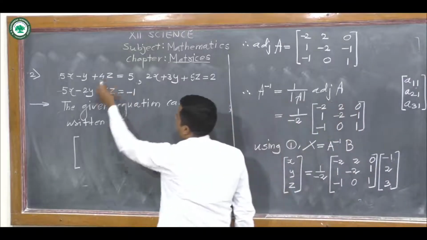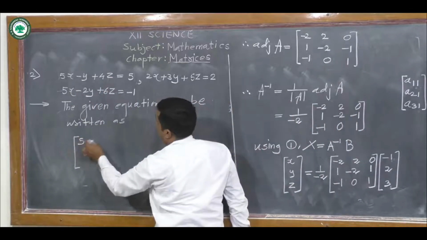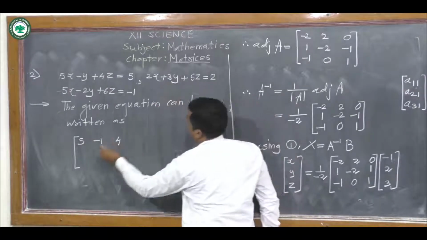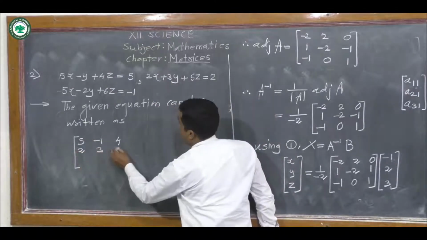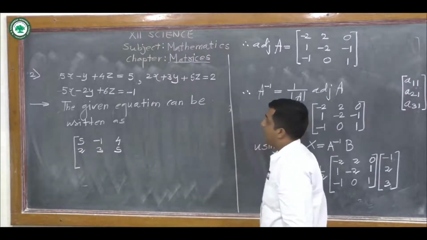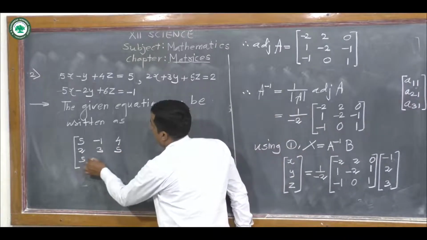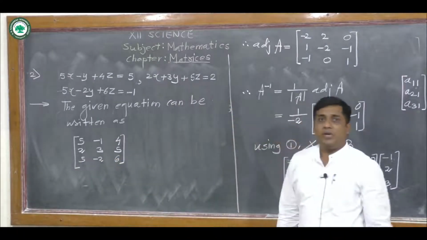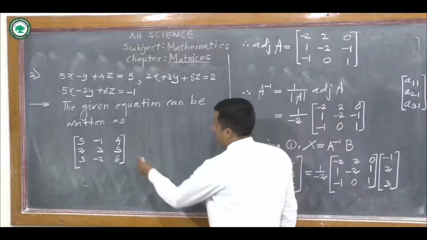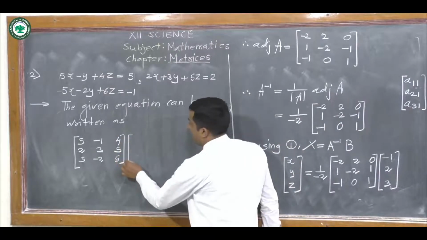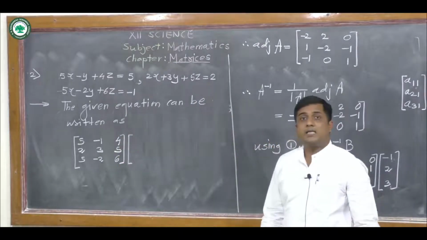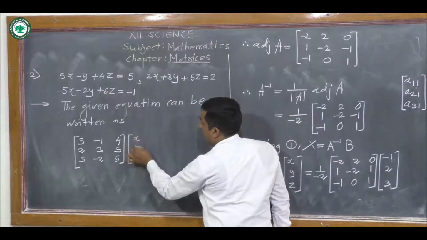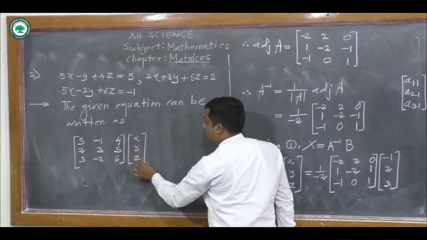Here in the first equation, coefficients are 5, minus 1, 4. Then in the second, coefficients are 2, 3, 5. Here in the last equation, 5, minus 2, 6. Okay, so this matrix is having coefficients of the variables. Then for the second matrix, we consider the variables. Here these three variables are x, y, and z.